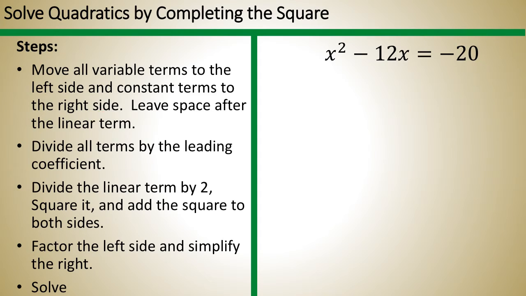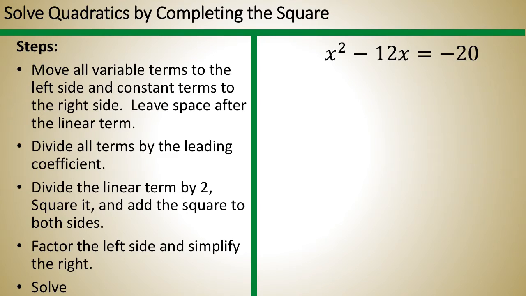We want these to be in standard form, so x squared is going to go first, x will go second on that left side. And then we're going to leave space after the linear term. After that, we're going to divide all terms by the leading coefficient, if there is one. Then we're going to divide the linear term by 2, square it, and add the square to both sides. And then we're going to factor the left side and simplify the right, and then solve. Okay, so let's take a look at that and solve this problem using that method.